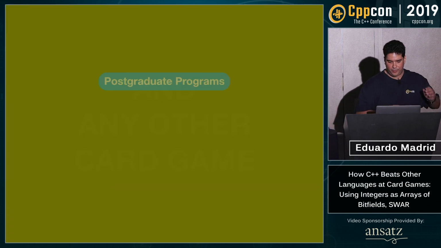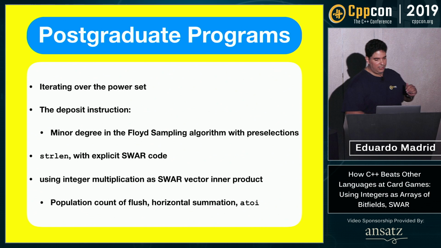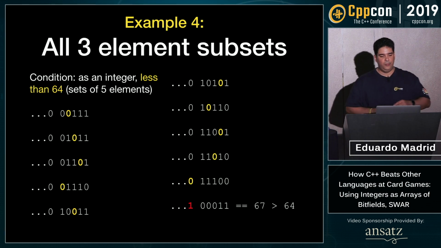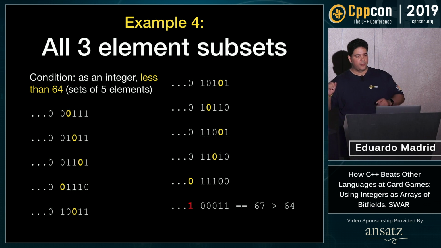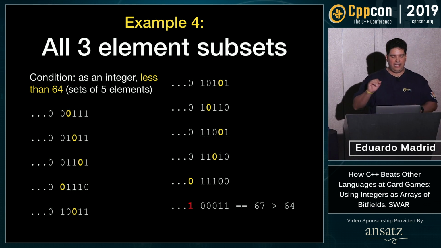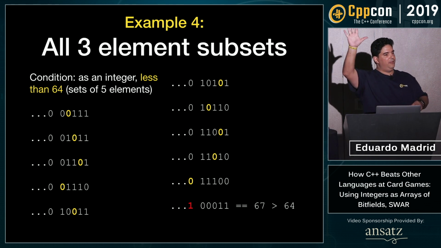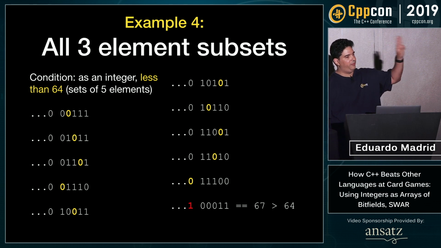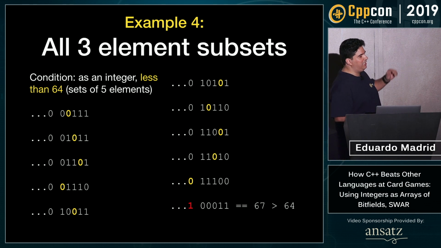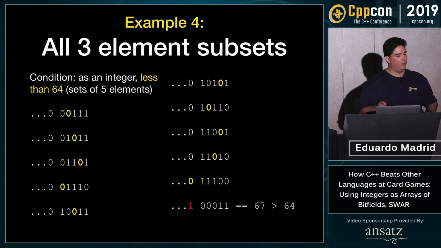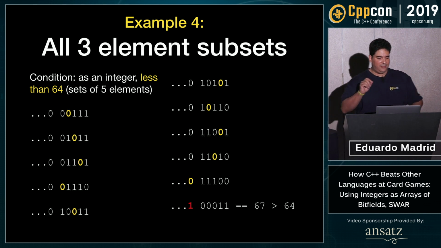But I have postgraduate programs for you. One of them is to calculate all of the subsets progressively. And let's see an example from sets of 5 elements to generate all of the 3 element subsets. I'm going to start on the left by setting the 3 least significant bits, okay? And I am putting that 0 in yellow for a reason.